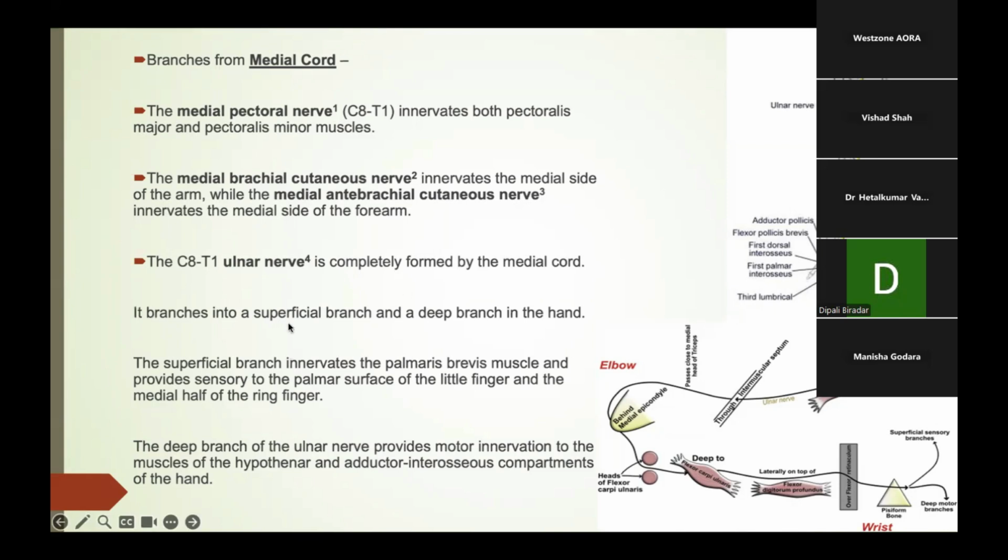It branches into the superficial branch and the deep branch in the hand. The superficial branch innervates the palmaris brevis muscle and provides sensory innervation to the palmar surface of the little finger and the medial half of the ring finger. Whereas the deep branch of the ulnar nerve provides motor innervation to the muscles of the hypothenar and the adductor and interosseous compartments of the hand.